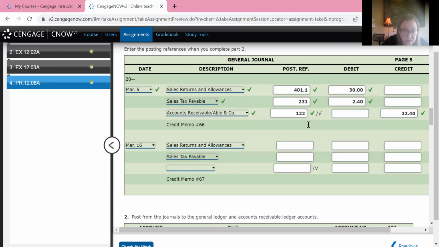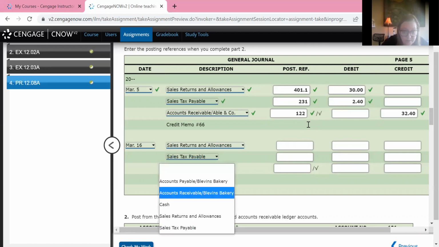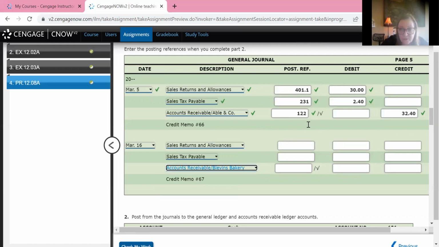And accounts receivable, Blevins. This time we get it right. So we can put those same account numbers in, or we can leave it blank and see if they're going to give us a fuss about it. All right, so they are returning. This says they're returning $44 worth of goods.